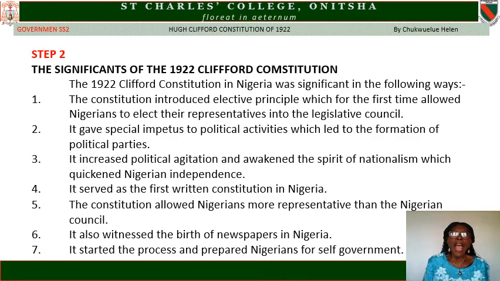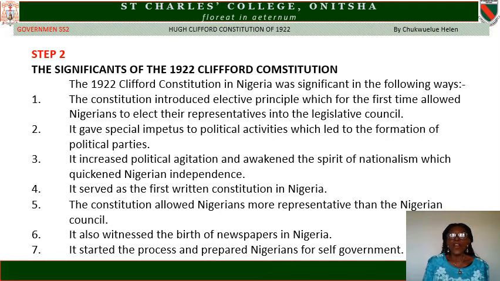Secondly, it gave special impetus to political activities, which led to the formation of political parties. Number 3, the political parties brought political education, which sensitized the people on the need for independence and to resist foreign rule. Number 4, it served as the first constitution ever written in Nigeria and the first formal constitution. It is the first written constitution in Nigeria.